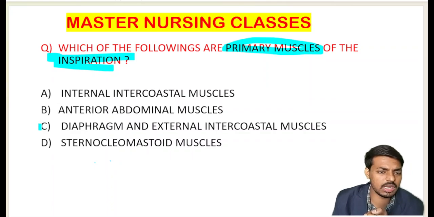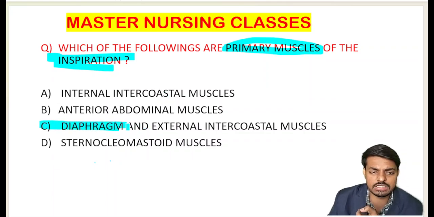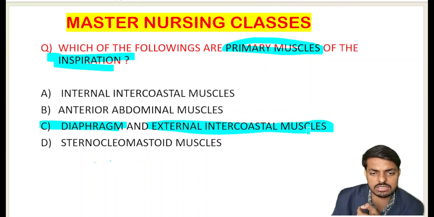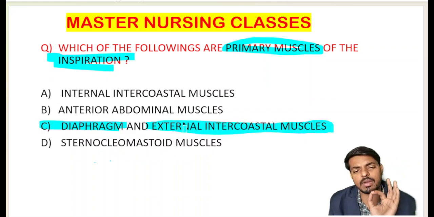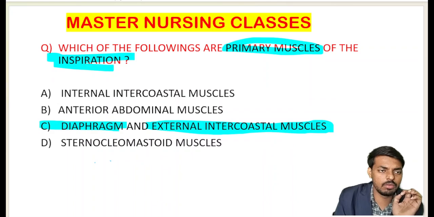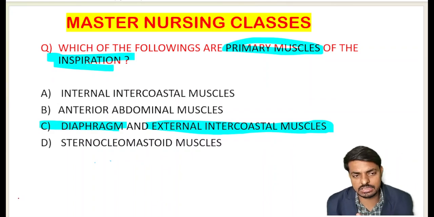Yes, very good. Who all are answering option C as the correct answer? So your answer is 100% right. The primary muscles of inspiration are the diaphragm and the external intercostal muscle. Okay, so the external intercostal muscle and the diaphragm are our primary muscles of inspiration. Very important. So what happens here?